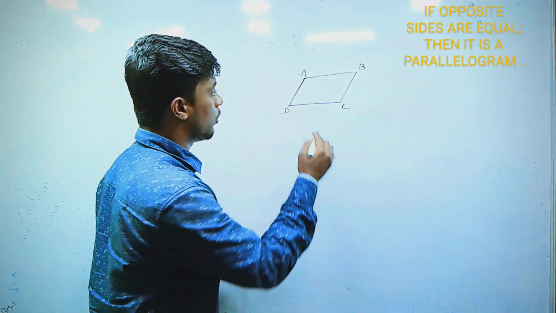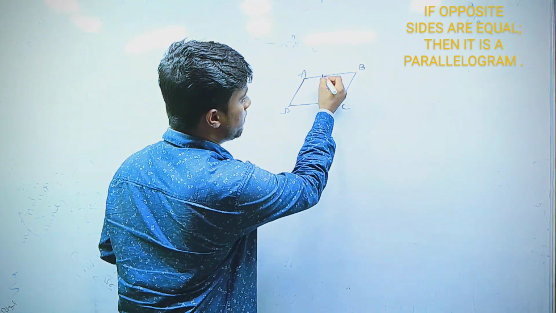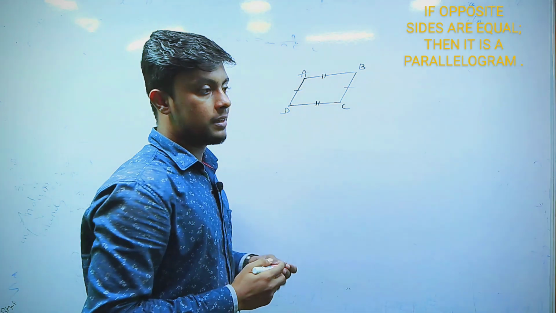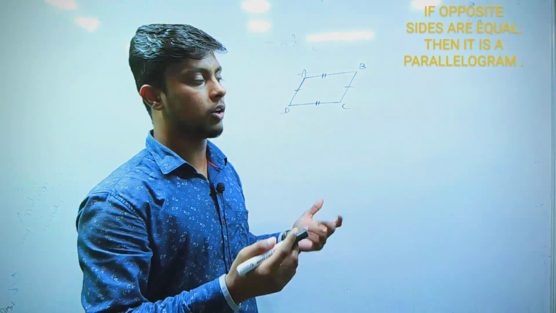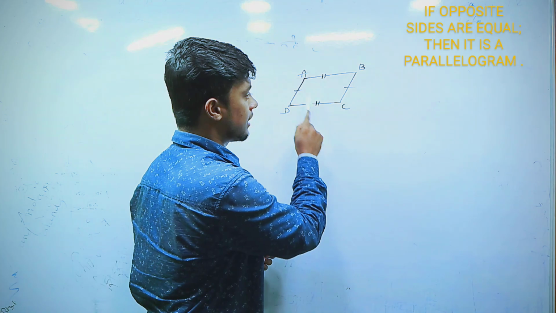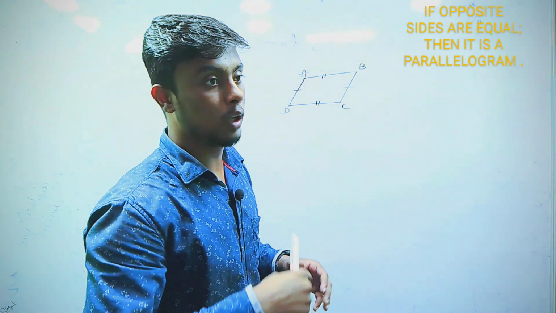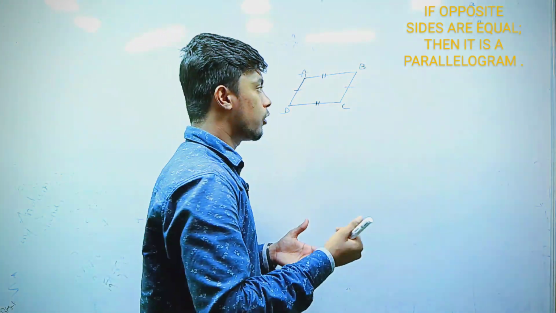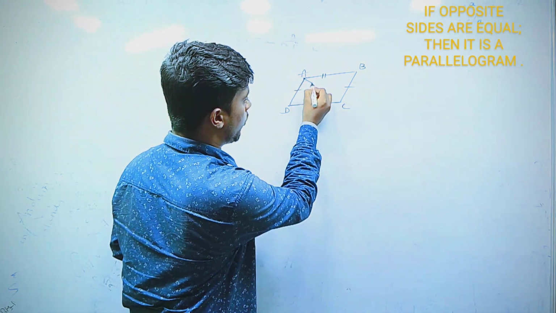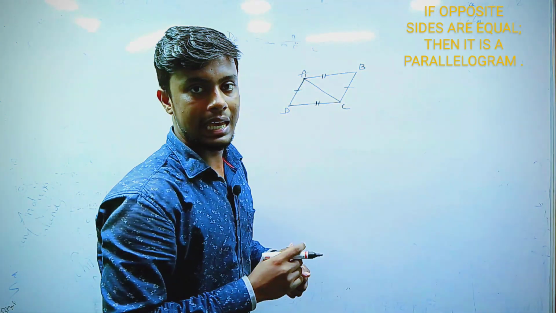Right now the given is AB equal to CD and AD equal to BC. That means if opposite sides are equal, it will become a parallelogram. How? Then we have to prove that if opposite sides are equal, then the opposite sides will be parallel. How can we prove that opposite sides are parallel? For that we have to construct a diagonal, that is AC.